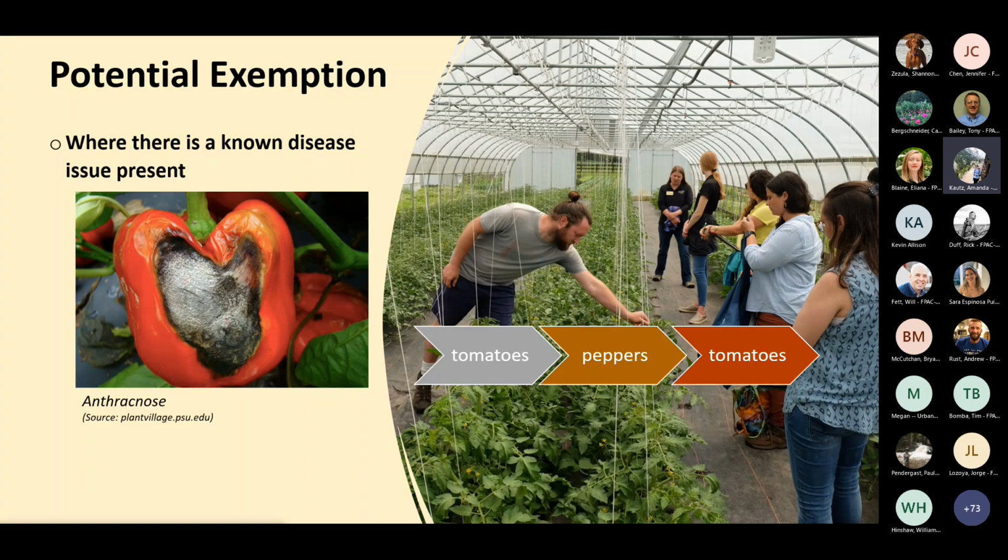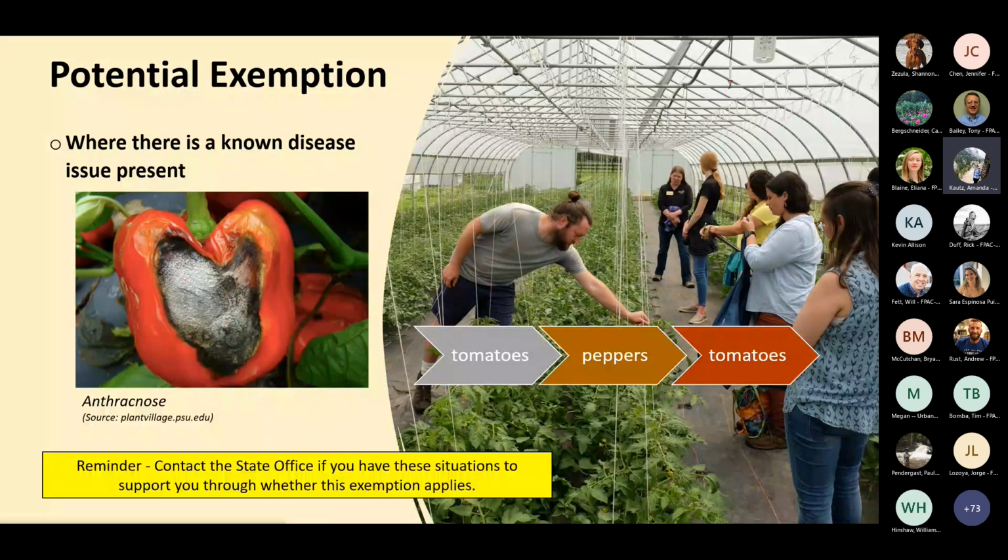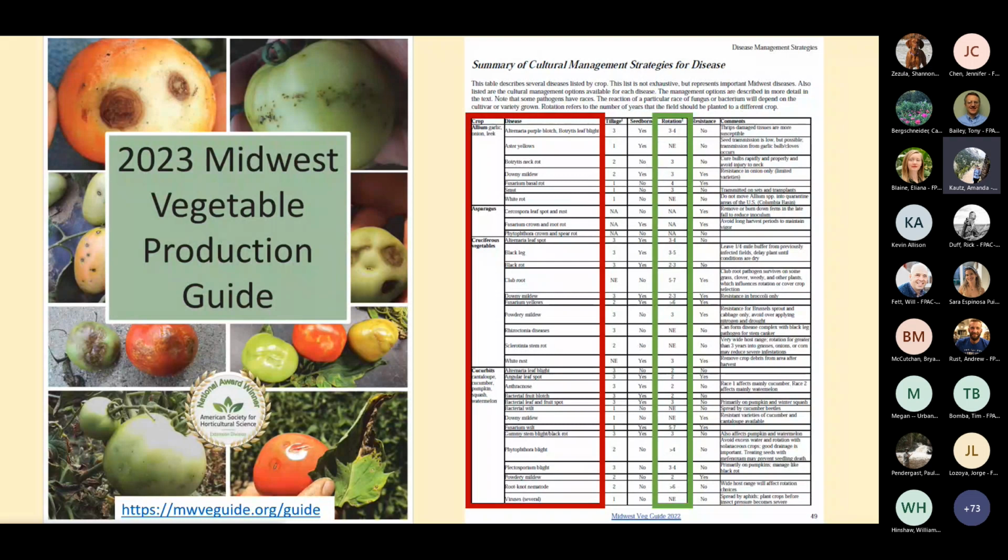The other thing is going to be if there's a known disease issue present. It often occurs in high tunnel situations with back-to-back crops like tomatoes continuously, or tomatoes to peppers and back to tomatoes. If your grower has issues and they don't know what that issue is, you can have them contact the Purdue Pest and Disease Lab for analysis, and they can send some samples in and get some help figuring out what that is. But again, for that kind of scenario, contact the state office. We'll help you through and take a look. And the guide we're going to be using for that is the Midwest Vegetable Production Guide that Purdue is a part of putting together. They've got a nice chart that's going to show the crop and the rotation.